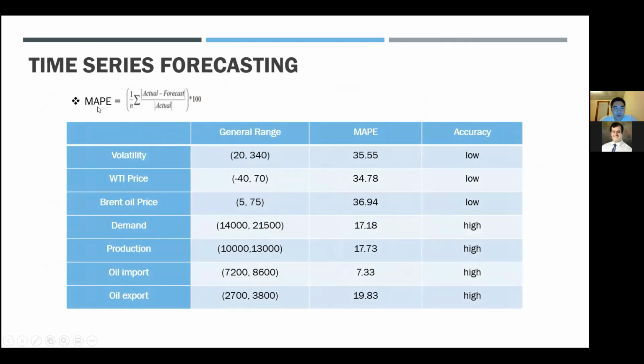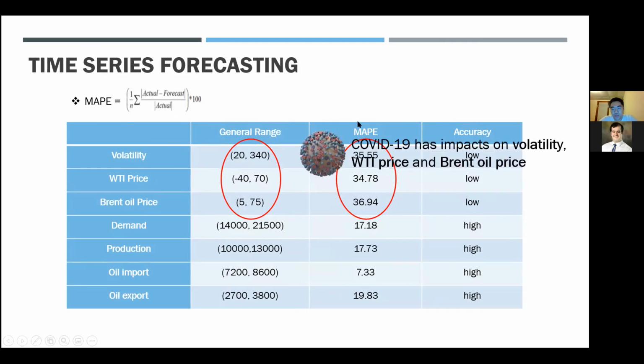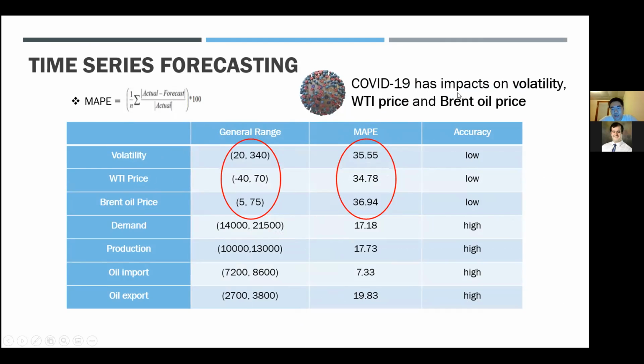We used mean absolute percentage error to evaluate. If we compare the MAPE to the general range of the features, we found that the model performs not so good on volatility, WTI price, and Brent oil price. So we have a conclusion that COVID-19 has impact on those three features.